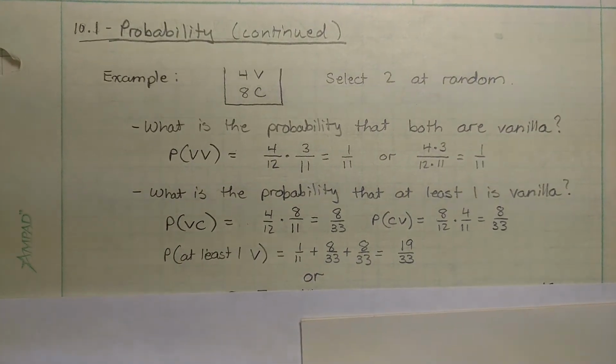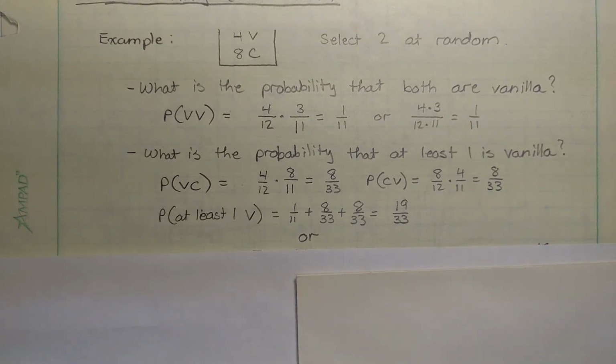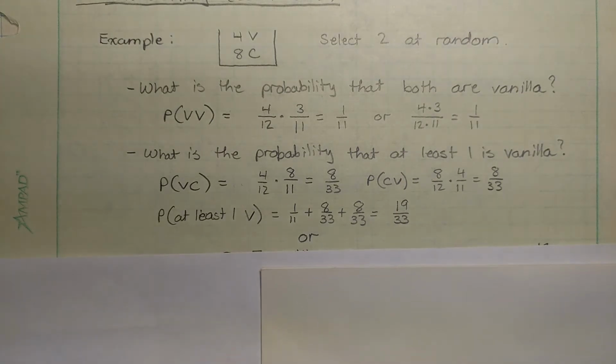Or another way I could think of it, which is probably an easier way to do it in this case, rather than having to add up the 3, is to ask: what is the only way that I can not get at least 1 vanilla? A lot of times when you're looking at something, it's easier to think of the probability of that not happening, and then subtract from 1. So in this case, the opposite of getting at least 1 vanilla is getting no vanillas. That would be all chocolate.